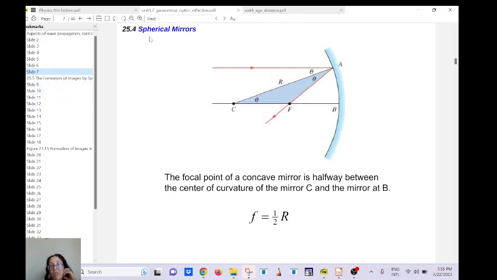And then we get to spherical mirrors, which are more interesting. So here you have a concave mirror. So you see it's like a cave, right? So it's a concave mirror. We can define its focal distance. And we're going to see that a concave mirror is actually a converging mirror. So it means it behaves like a converging lens.